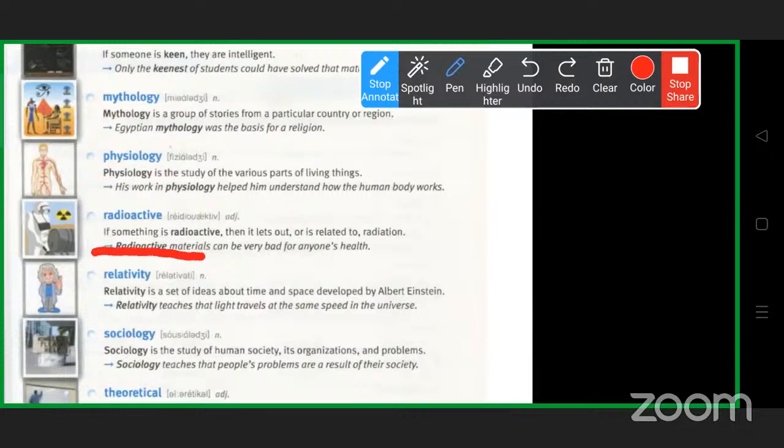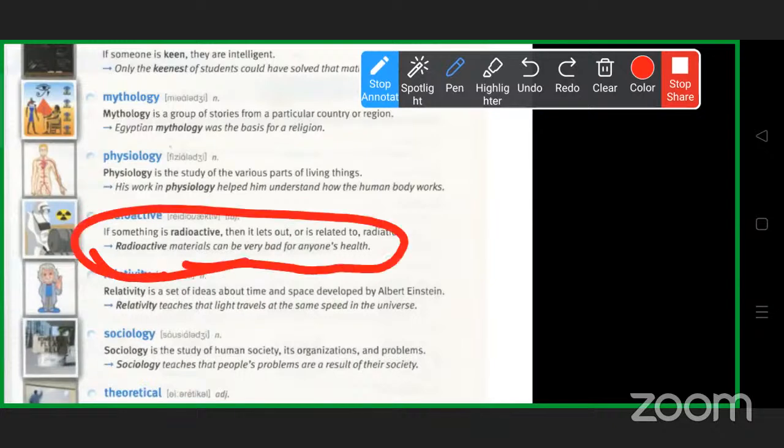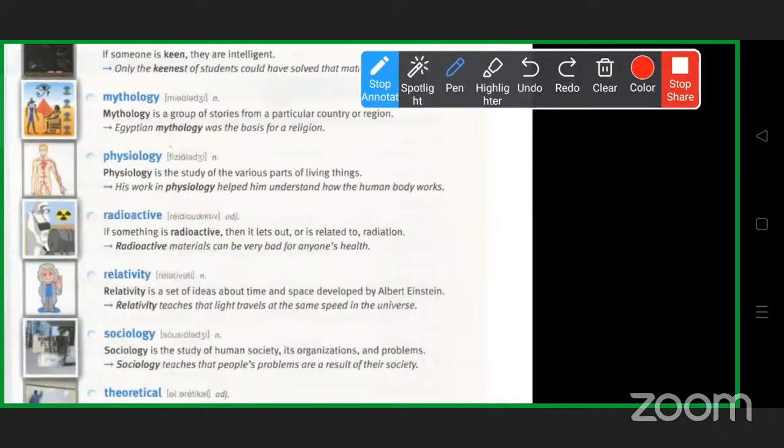If something is radioactive, it lets out, or is related to, radiation. That means it gives out radiation, so radioactive material can be very bad for anyone's health. If you remember Madam Marie Curie, you will always remember that. Thereafter, radioactivity, you should know this concept from the science subject. Here, radioactive is more related to the radiations coming out of something. So remember that, radioactive is an adjective.